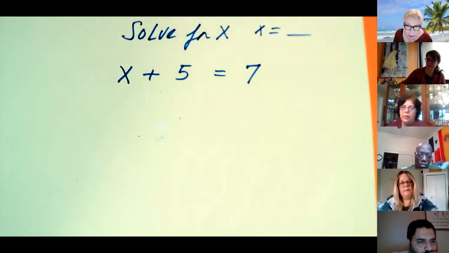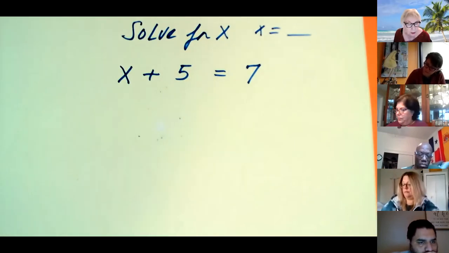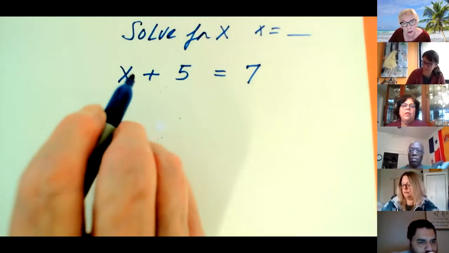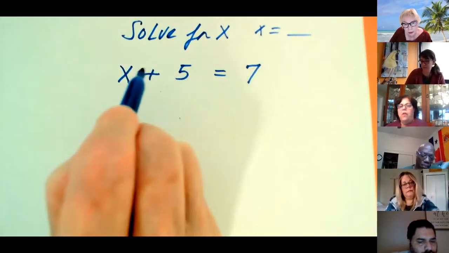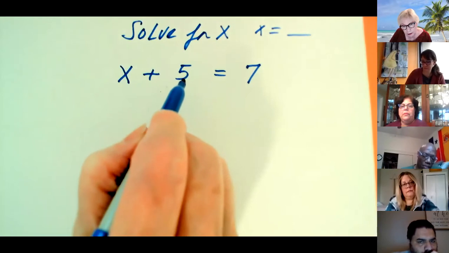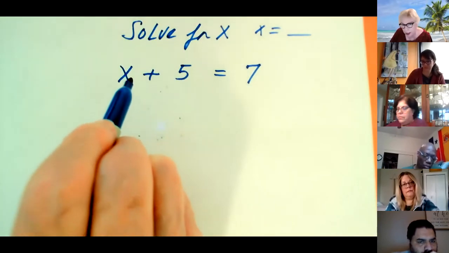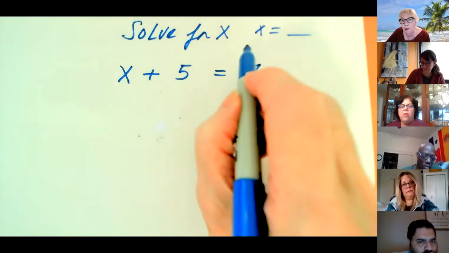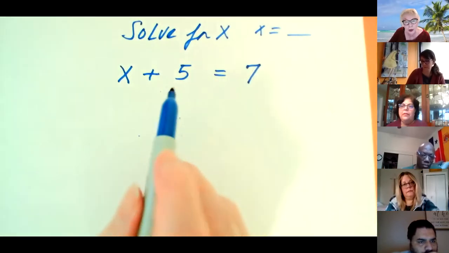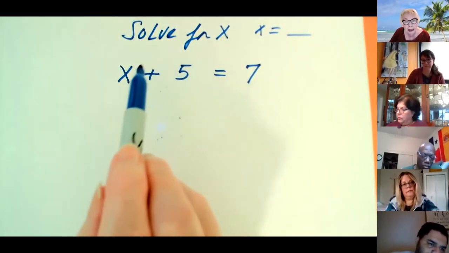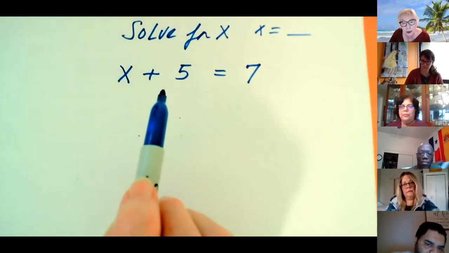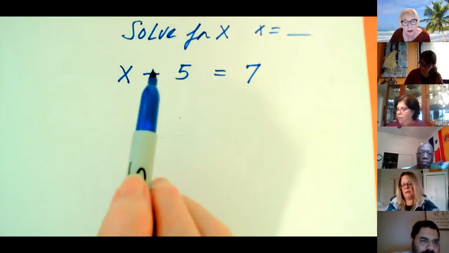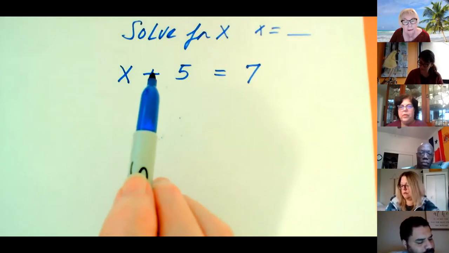Now I'm starting out pretty easy because this you could guess. But what I want to do is show you the procedure. On the left side of equals is X plus 5. And what we don't want is X plus 5. Who cares about it? We want X. And so what we need to do is get rid of the plus 5. And in each case, what we're going to do is remove it by doing the opposite. Now, the opposite of adding is subtracting.